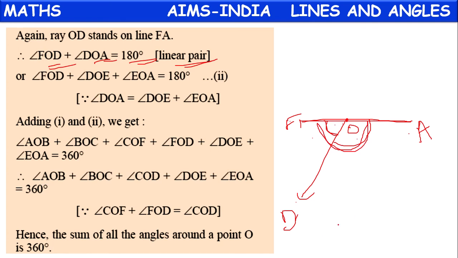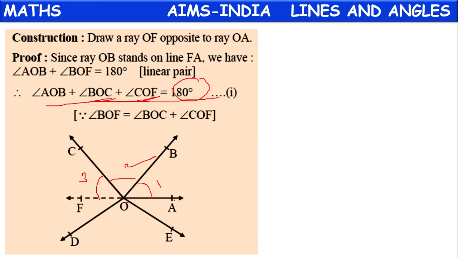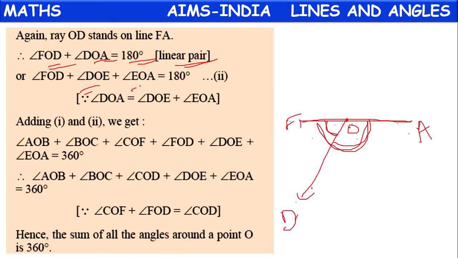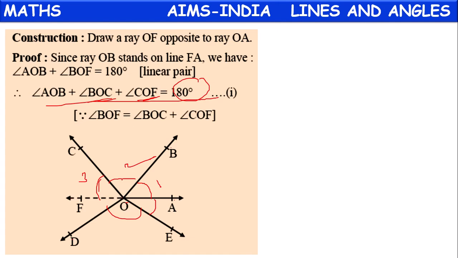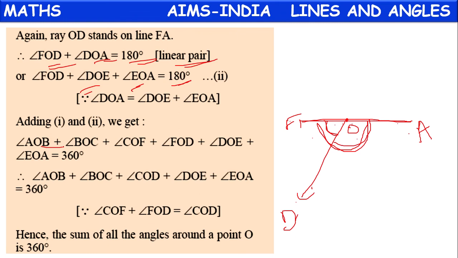But this DOA is a part of DOE plus EOA. So DOE plus EOA equals 180 degrees. So the upper part, 3 angles 1, 2, 3, is 180 degrees. The downside part, 4, 5, 6, that sum also equals 180 degrees. If we add all, it will be equal to 360 degrees.